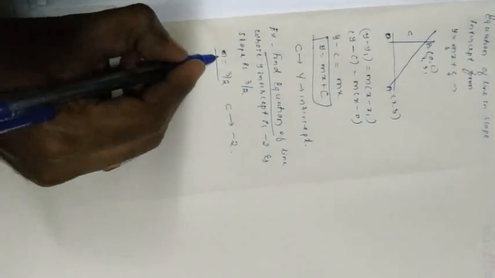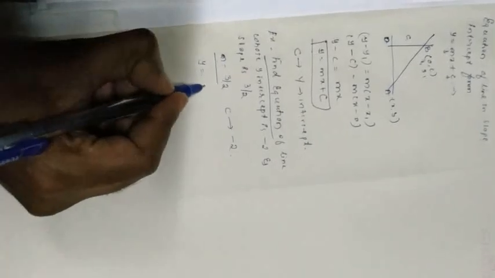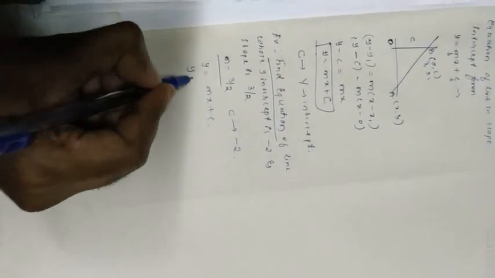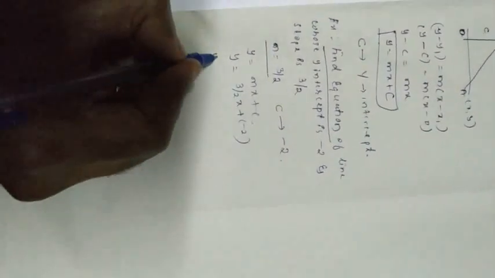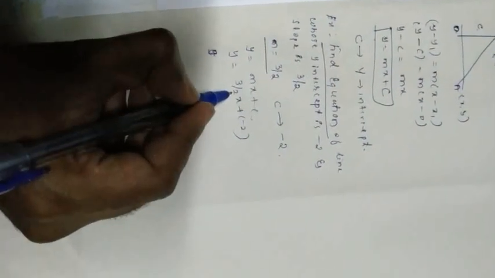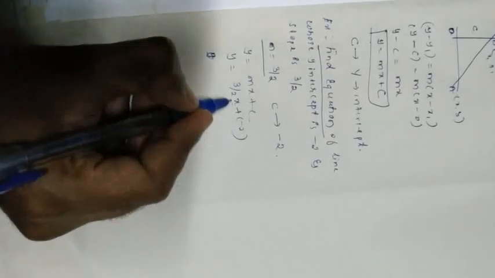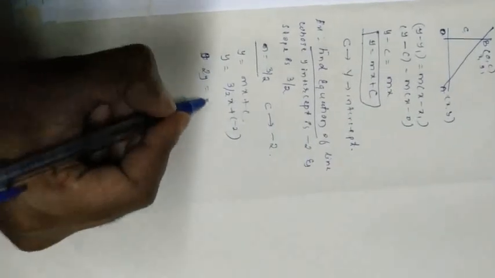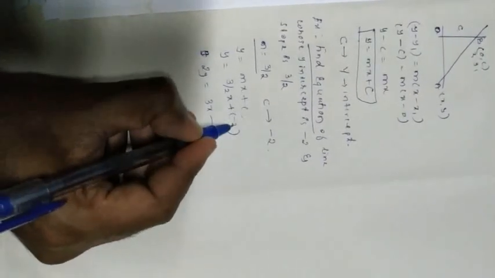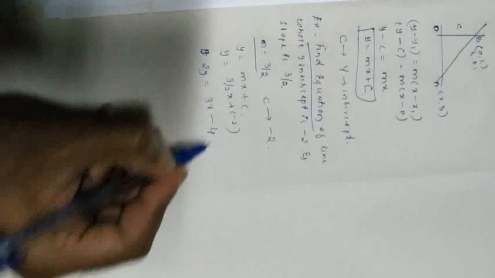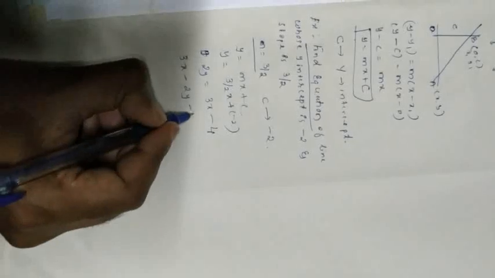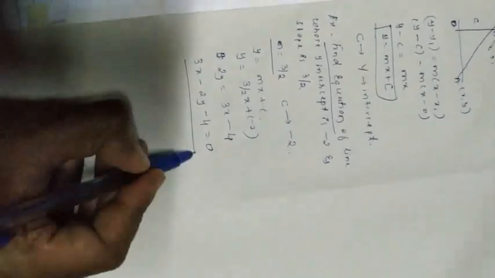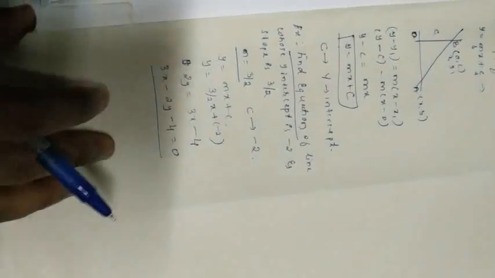We have the formula with the slope and the y intercept, that is y is equal to mx plus c. So y is equal to 3 by 2 x plus minus 2. Here we take the LCM, multiply, and take it to the LHS, so 2y is equal to 3x, plus into minus is minus, 2 into 2 is 4. Take 2y to the RHS: 3x minus 2y minus 4 is equal to 0. This is the equation of the line we had to find.